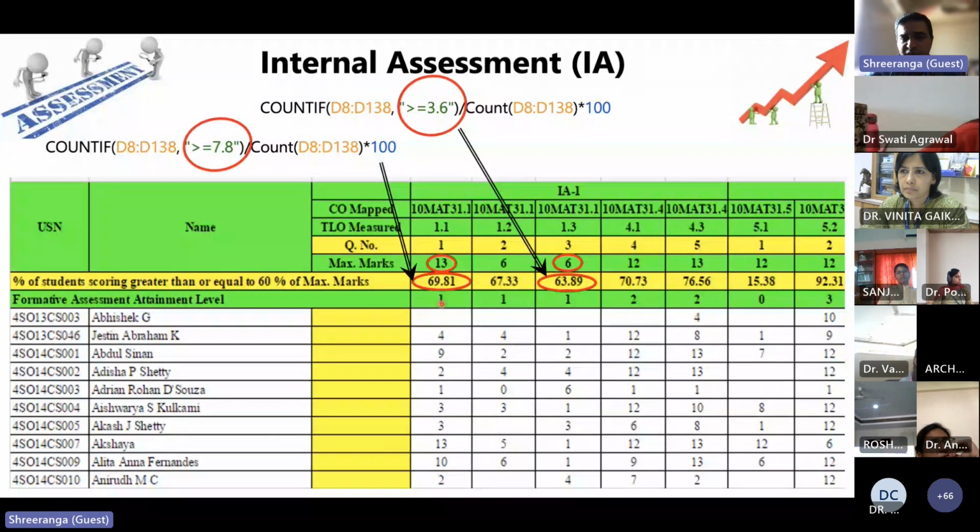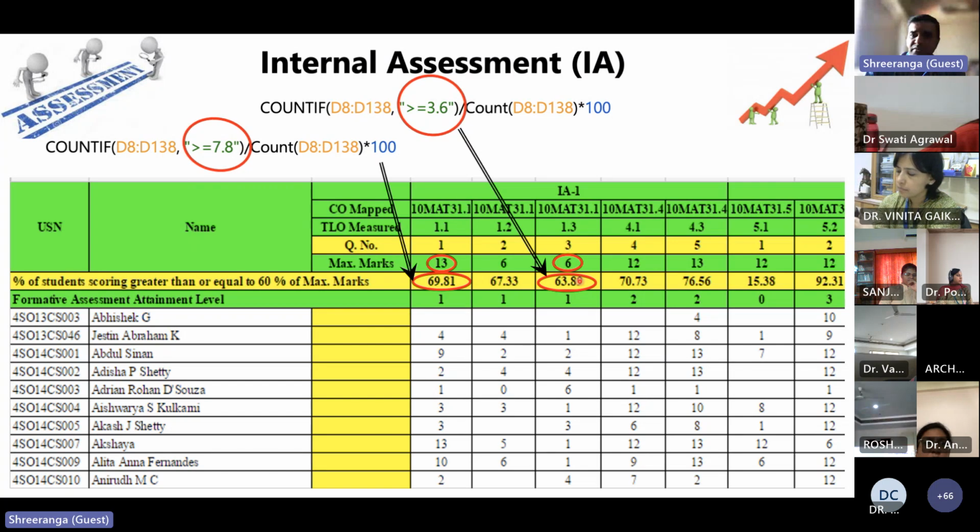In a similar manner, if I go for question number 3, the question number 3 was asked for 6 marks. Out of 6, 60% of 6 is nothing but 3.6 marks. So now when I apply the equation, I will come to know that 63% of the students have scored more than or equal to 3.6 marks. So then it is level 1.